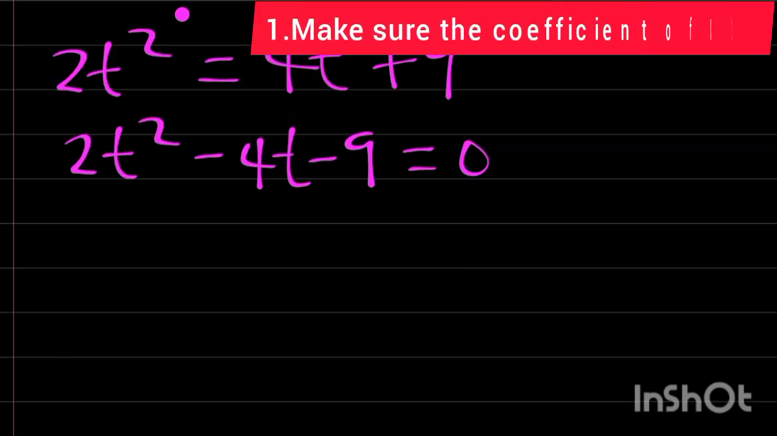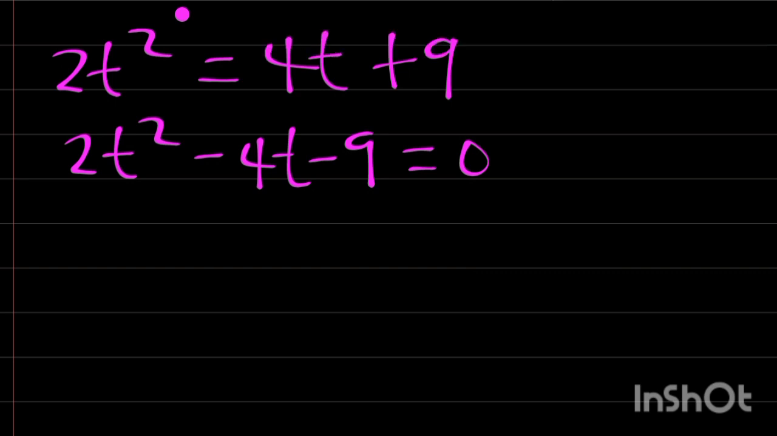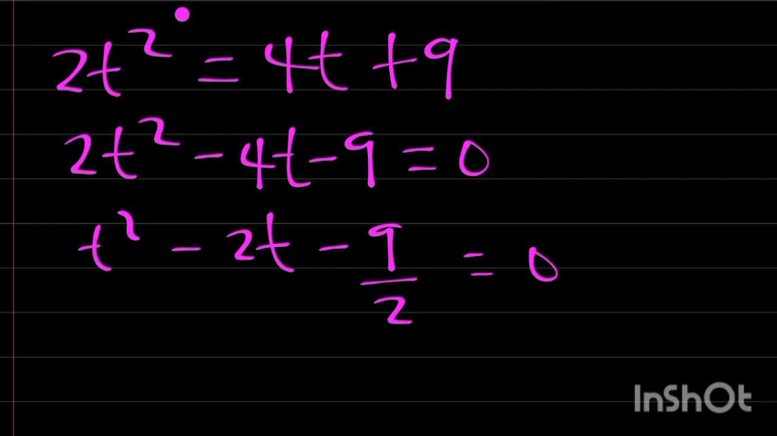Make sure the coefficient of x squared is 1. But I don't have x squared here, I have t squared. Make sure the coefficient of t squared is 1. I will divide through by 2. t squared minus 2t minus 9 over 2 is equal to 0.